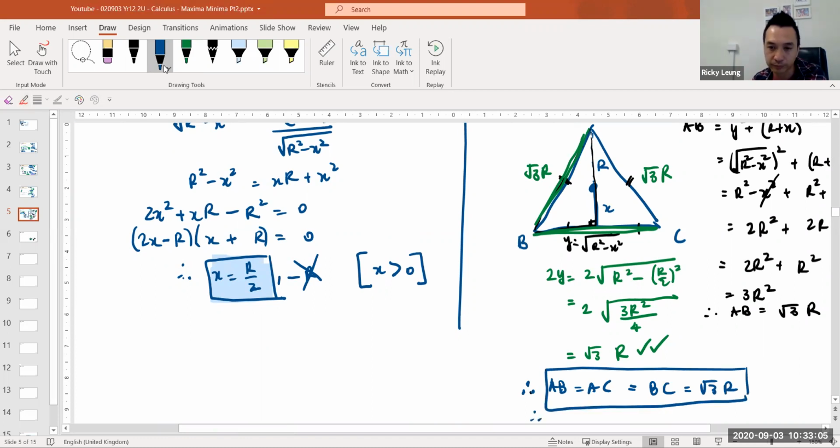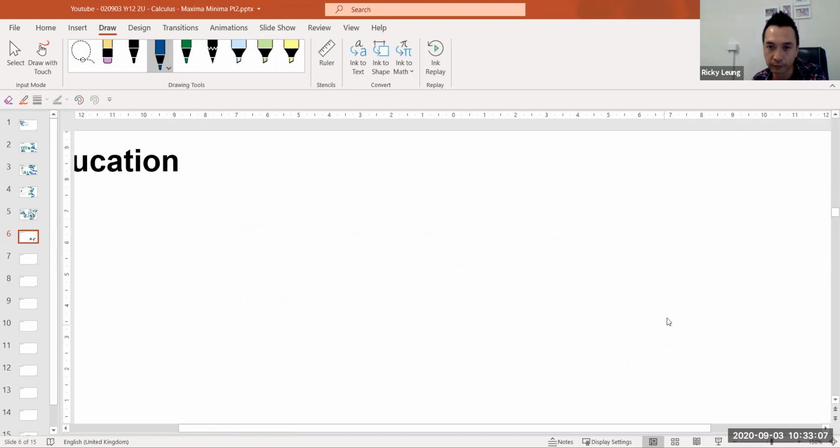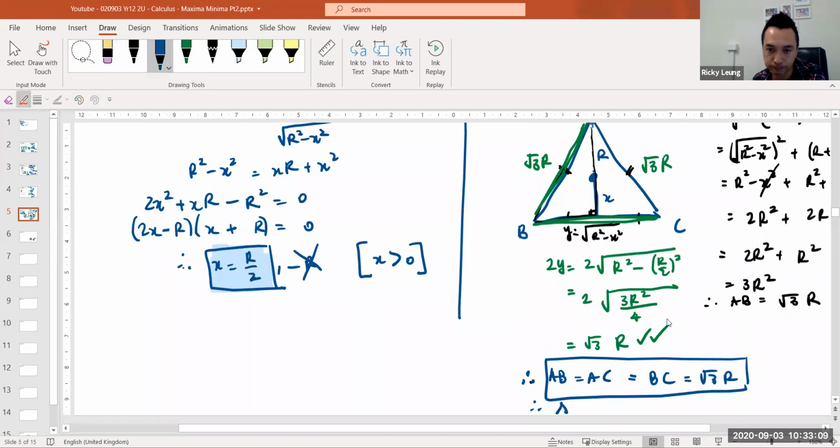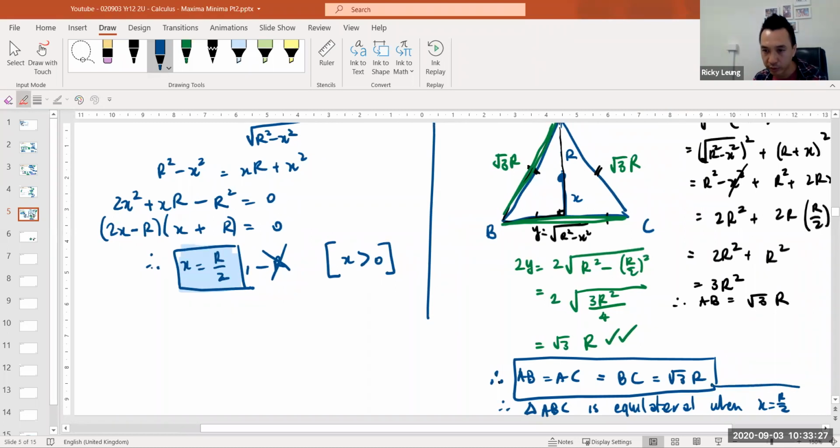Therefore, triangle ABC is equilateral when x equals 2. All right, we got there.